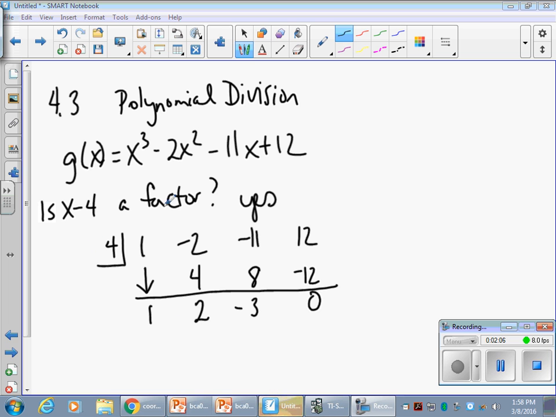If they said what is this divided by x minus 4, my answer would be, I start with 1 less, so this was x cubed, I'm going to start with 1 less, so it's going to be 1x squared plus 2x minus 3 with no remainder. Let's do another synthetic division problem.